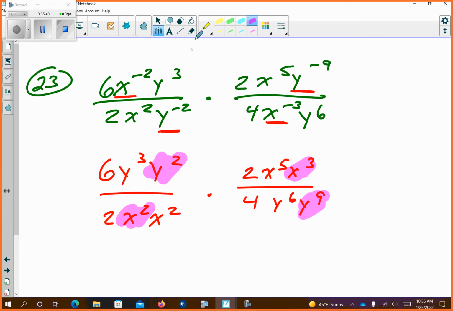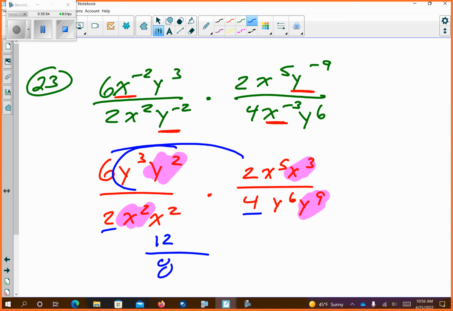All right, so now we can start reducing. Let's see. 6 times 2 is 12. 2 times 4 is 8. How many y's is this? 5. How many y's are down here? 15. So I have y to the 5th on top and y to the 15 on bottom. Who wins tug of war, top or bottom? Bottom by how many? 10.